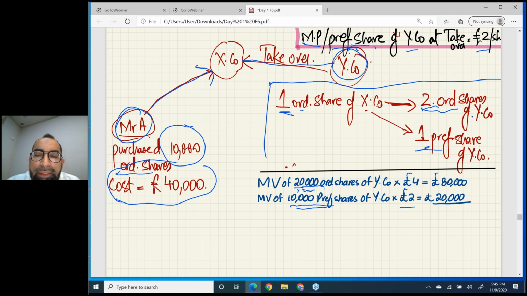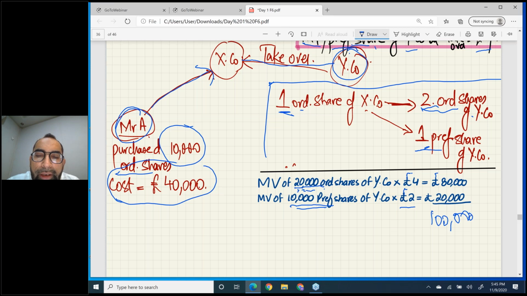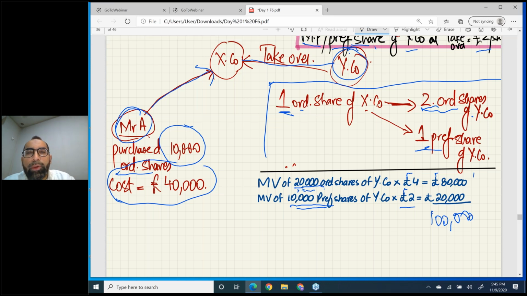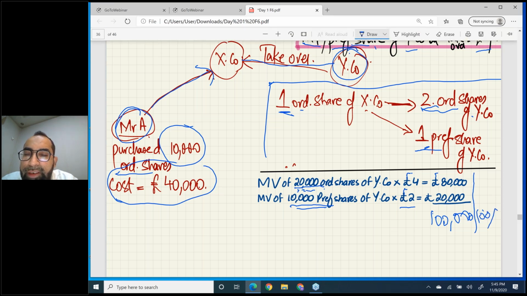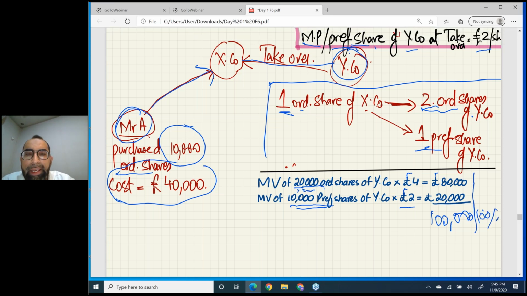Now simply add these market values. This becomes 100,000, which we take as 100%. What is the weightage of ordinary? 80,000 divided by 100,000 gives 80%, and 20,000 divided by 100,000 gives 20%. So the percentage split is 80 and 20.